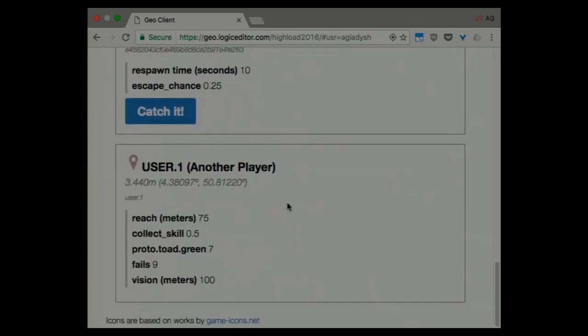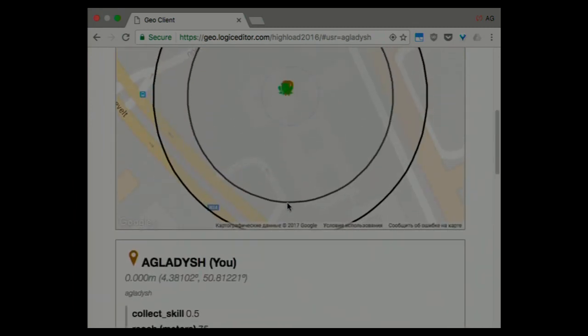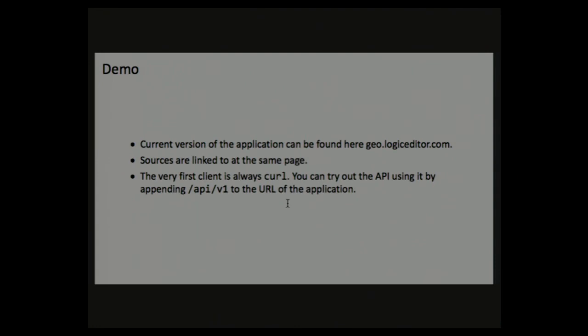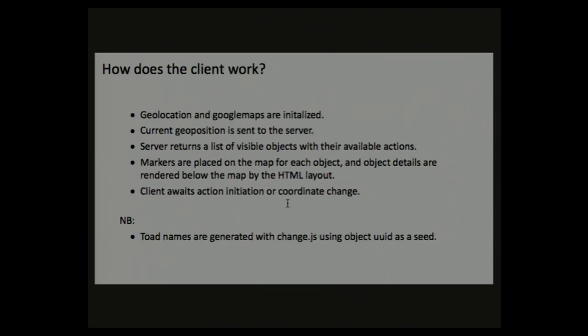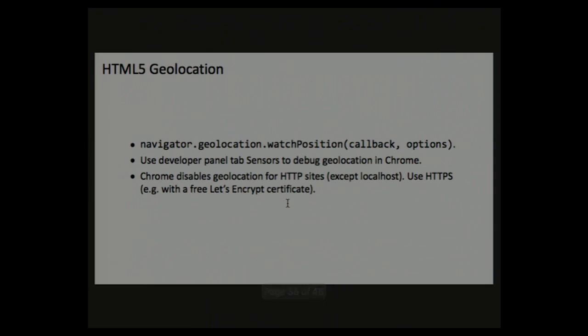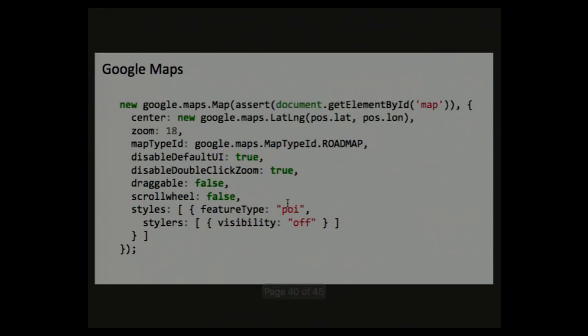Here's how the client worked. Not interesting. You will read the slide. Here's a trick how to launch Google Maps. I found that all the examples on the internet lack one line or another, so I had to compile it together.